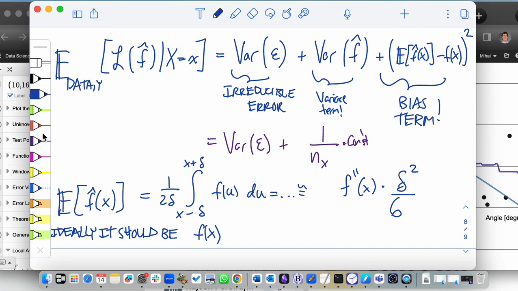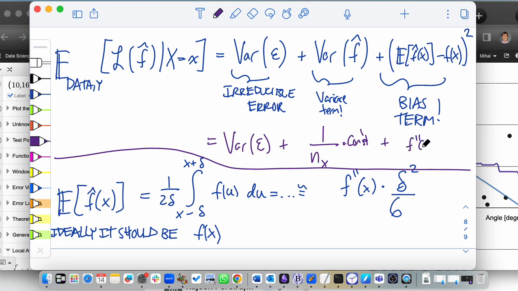So if we go back to our whole decomposition over here, we had the variance plus 1 over nx plus, we're doing the bias squared, so this is the derivative f prime of x times delta squared divided by 6, all squared. So that's like a delta to the 4. So if you make delta really, really big, you're going to make the 1 over nx tiny, but you'll make this term really big. And that is why you cannot just make delta as big as you want. You can't make delta as small as you want because this term will explode, and there is a balance to be had.